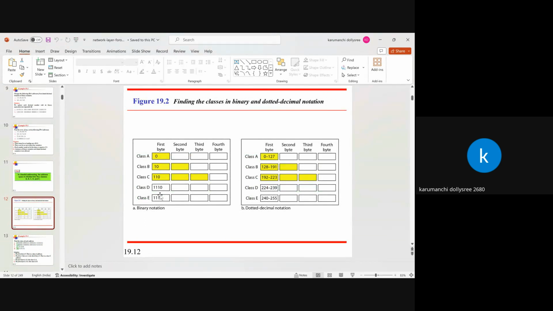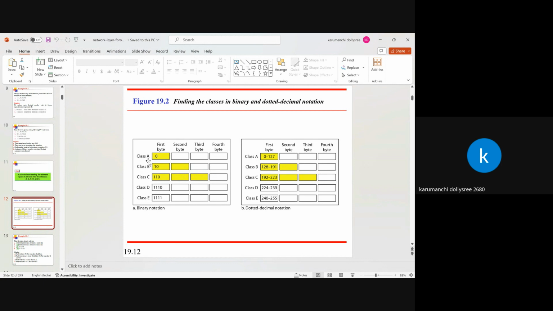In binary notation, in class A the first byte will start with 0 and all the other bytes will be host IDs, right? So this is the network ID and these three are the host IDs present in class A. In class B, the first two bytes are occupied, starting with 1 0, and the other two bytes are left for the host. In class C, the first three are occupied and the last one is the host ID. In class D, all bytes are occupied. So this is a representation in binary.